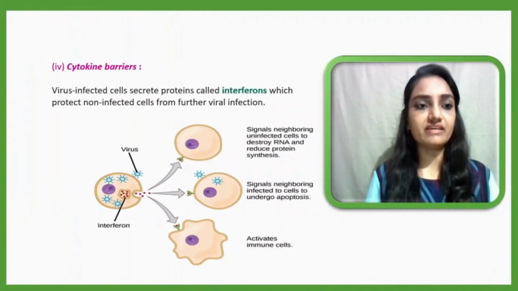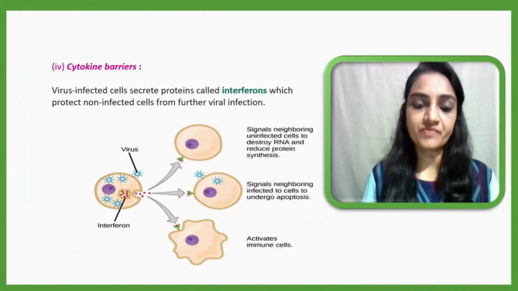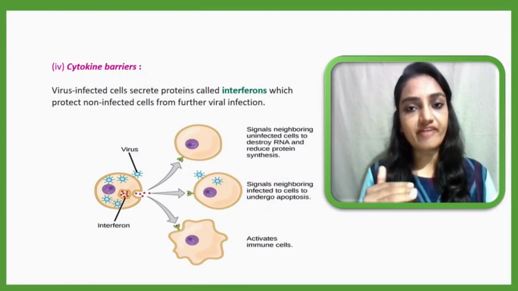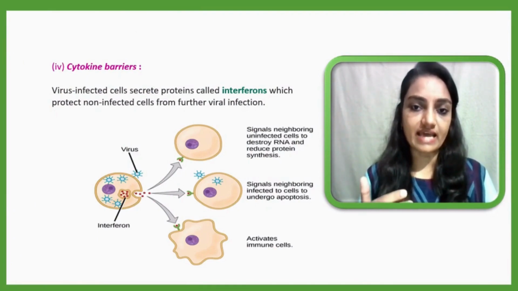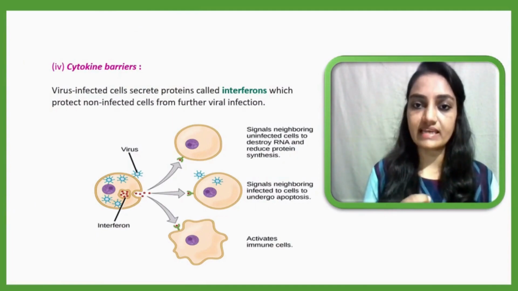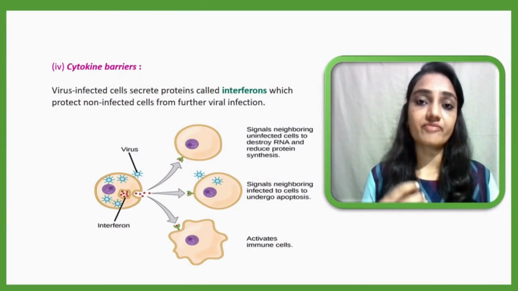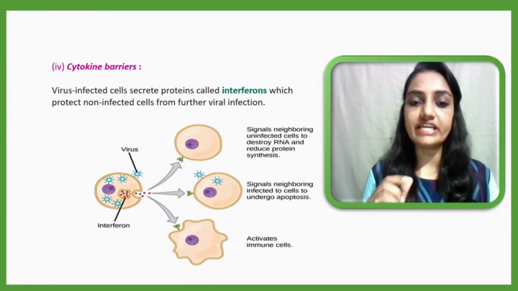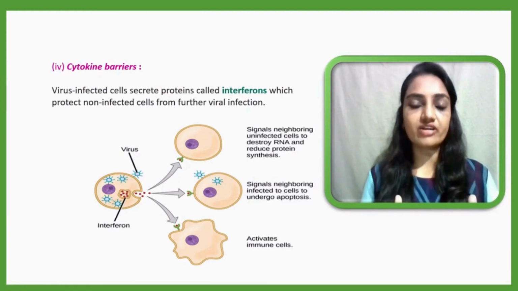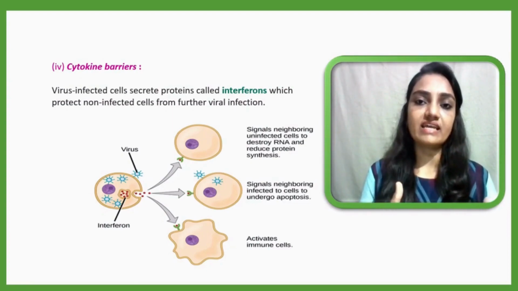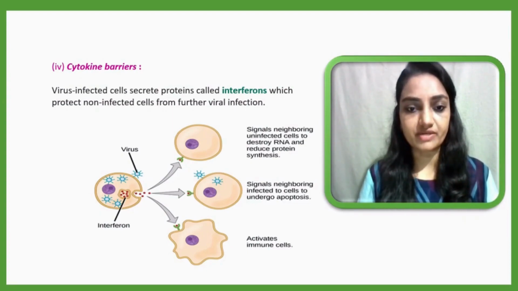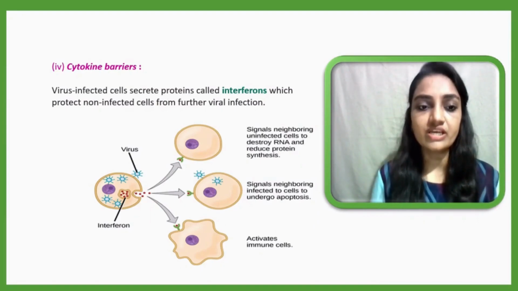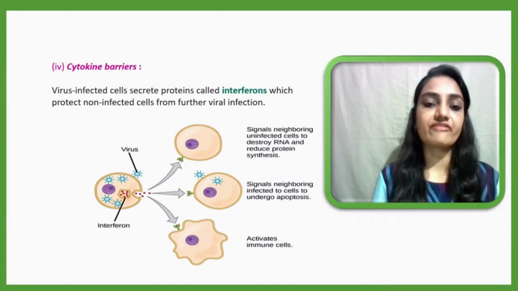Now let me discuss the cytokine barrier. So that is the fourth barrier, fourth watchman. When virus infection is there, when virus enters our cell, at that time our cell itself will produce some chemicals, and those particular chemicals are called interferon. So if interferon related secretions are there, such is called a cytokine barrier. So virus infected cells secrete a protein called interferon, which protects non-infected cells from further viral infection.